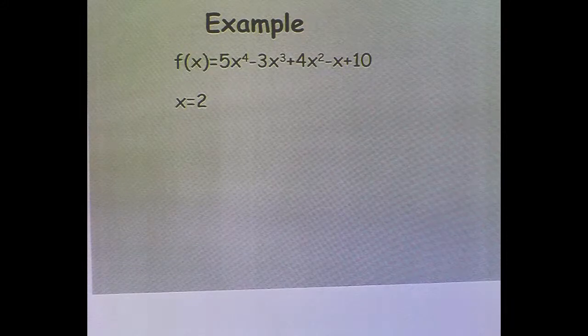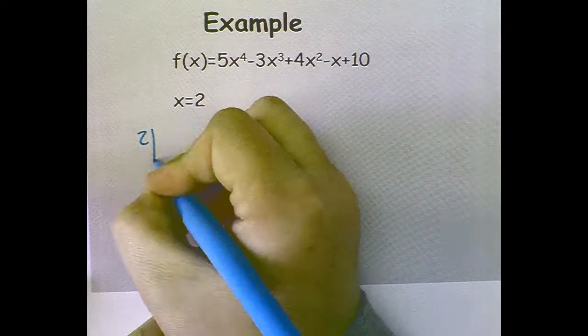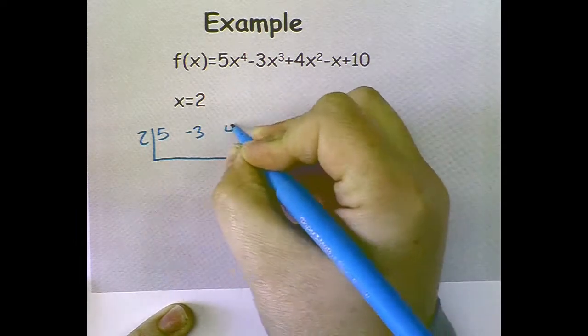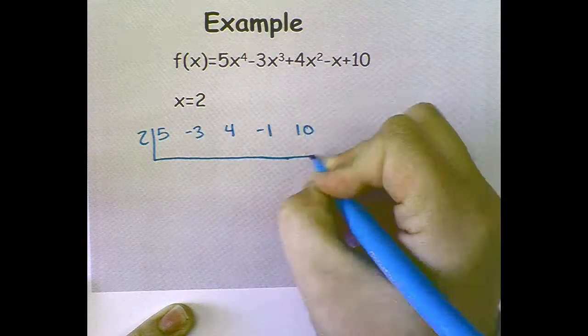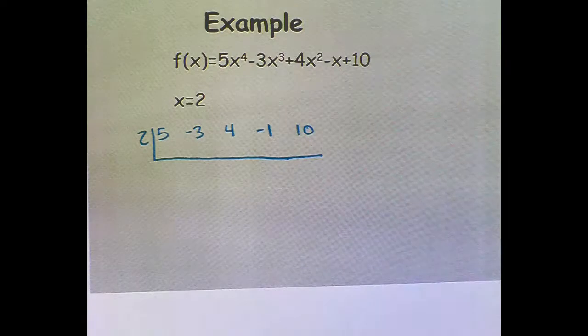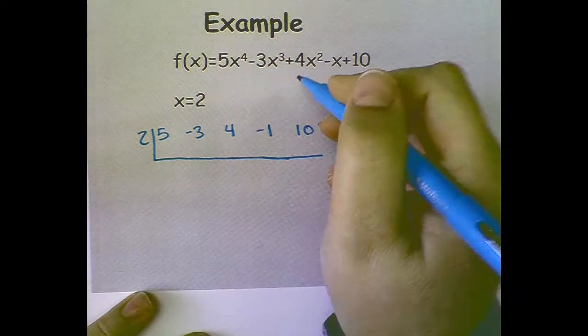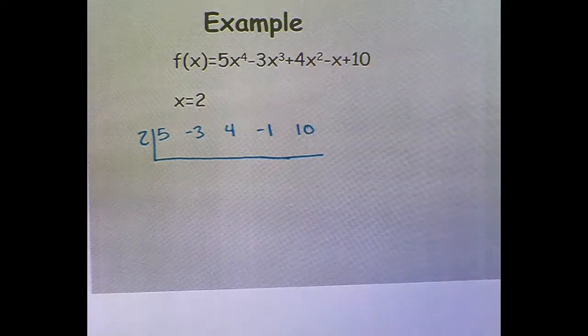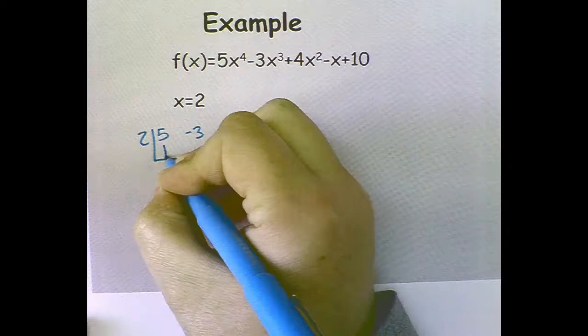So let's try this one. I'm going to put my 2 out front and my coefficients in: 5, negative 3, 4, negative 1, 10. Now evaluating 2 to the 4th power times 5, then 2 to the 3rd power times 3, and adding and subtracting was a bit of work. This way is much faster.